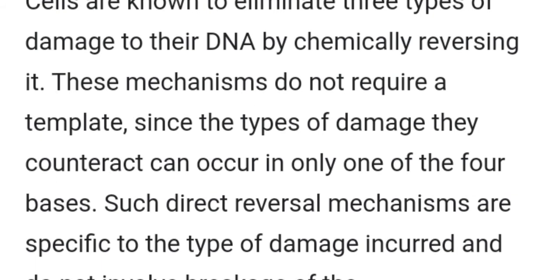These mechanisms do not require a template. Direct reversal does not need any template, such as attaching a complementary nucleotide, because directly it is reversing the reaction that leads to that mutation. It will just reverse that reaction to become a normal base.